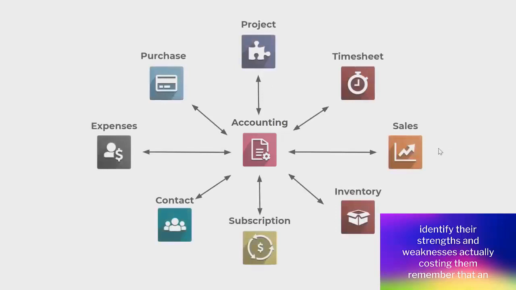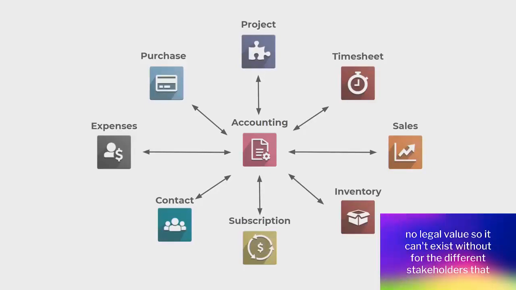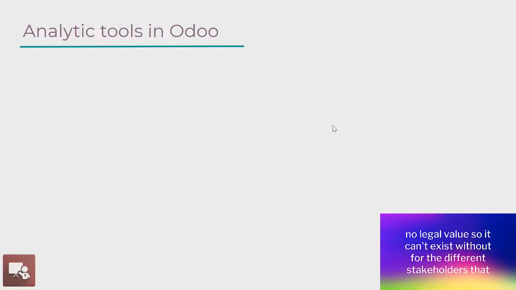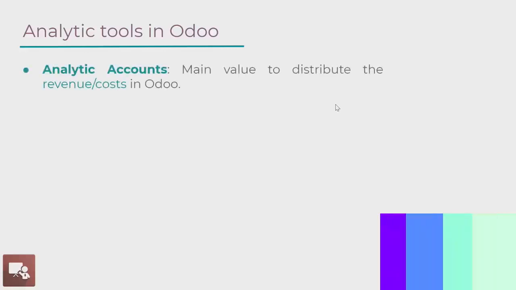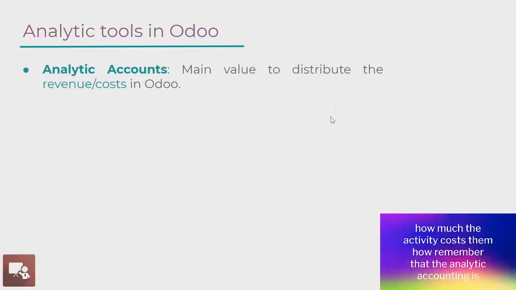Remember that the analytic accounting is integrated in the accounting application, however, it involves a lot of different applications. For example, the timesheet, the project, purchases, expenses, and so on. So we can identify already at an early stage which analytic account it's related to. How can you identify analytics and how can you choose which cost should go in which analytic?